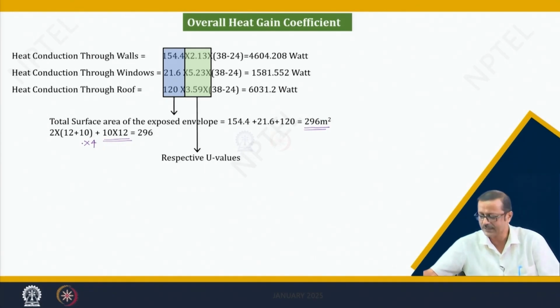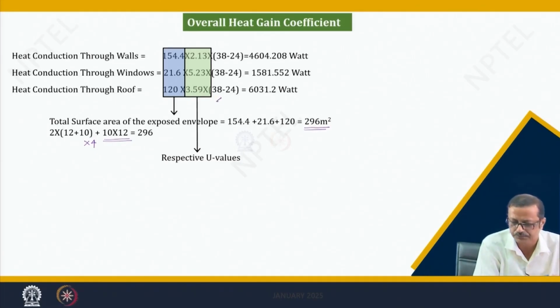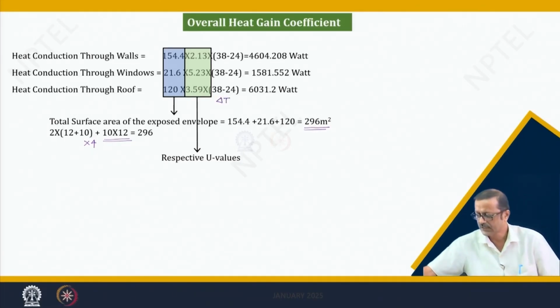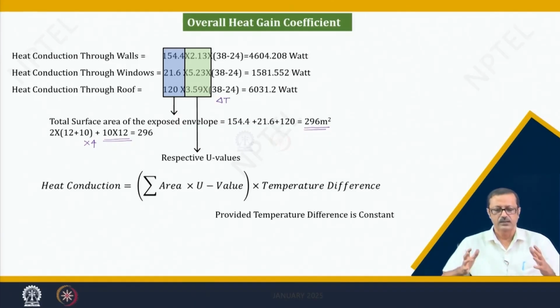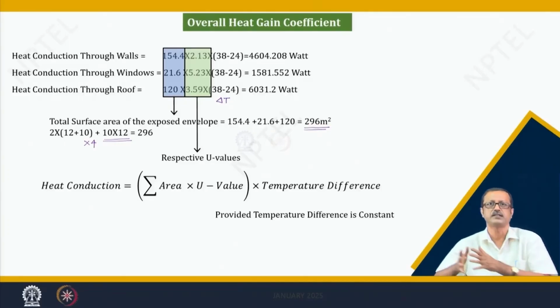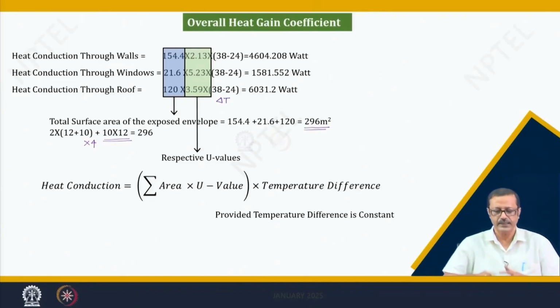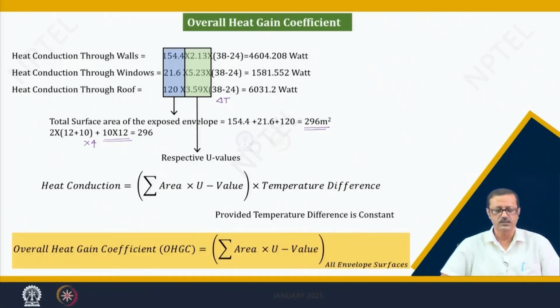And finally, this last part is your delta T part. If you take the product of the area and the U value, this product is called the overall heat gain coefficient. That is the heat gain criteria of the envelope. If this overall heat gain coefficient is higher, definitely it will admit more heat.